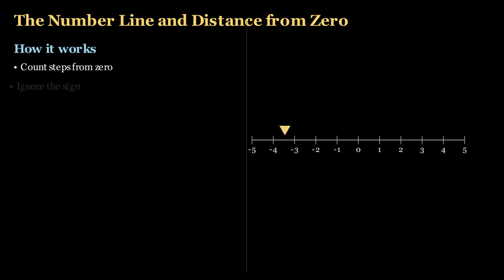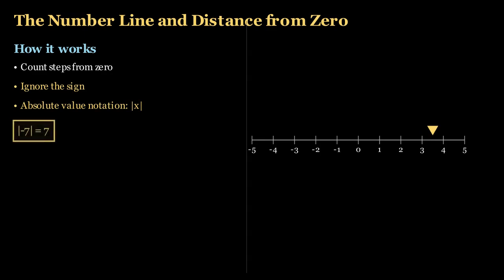So the distance of 5 is 5, and the distance of -5 is also 5. We have a special symbol for this, 2 vertical bars around a number, like a little fence. It's read as the absolute value of x, so the absolute value of -7 is 7. Think of it as a number's size or magnitude, its distance from the origin, always non-negative.